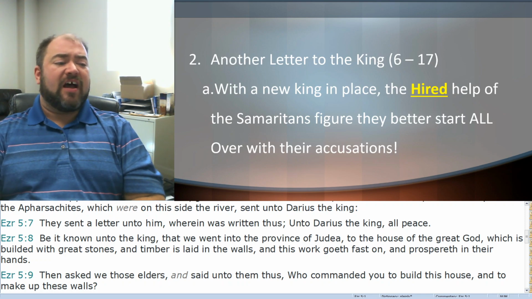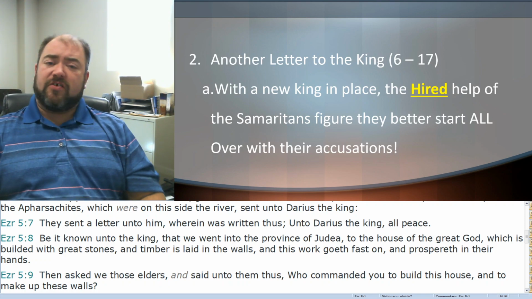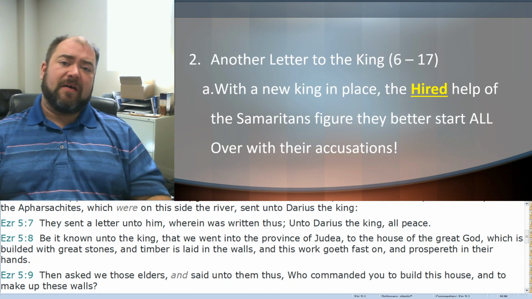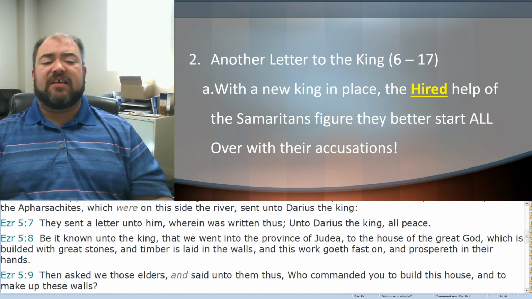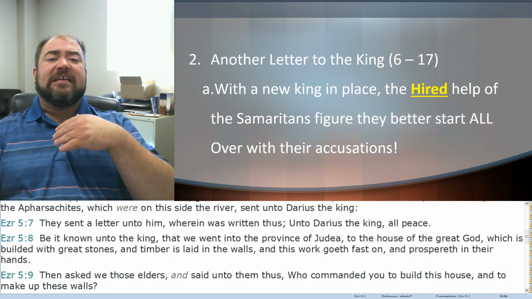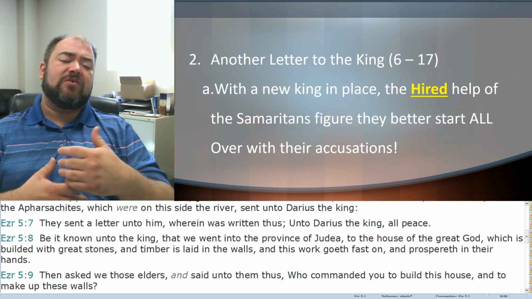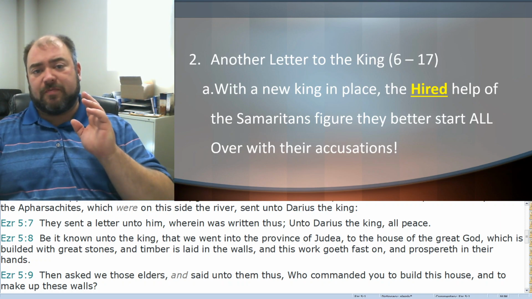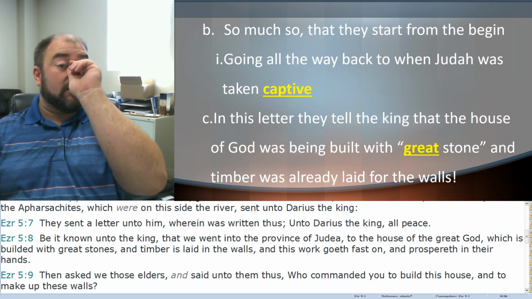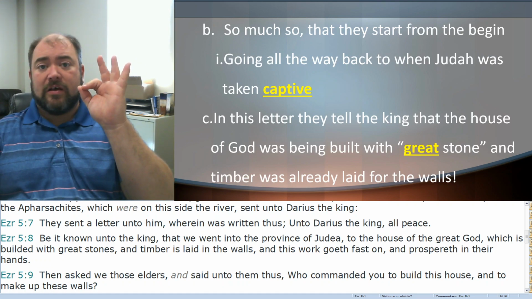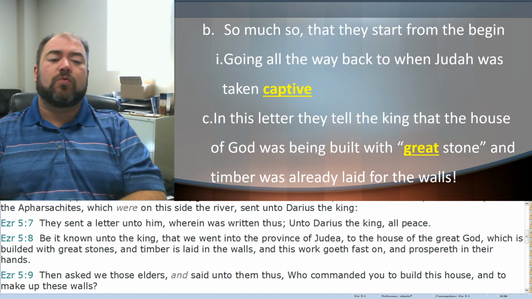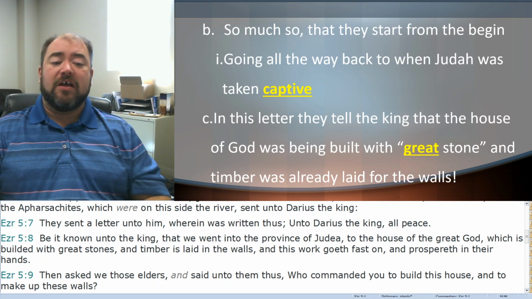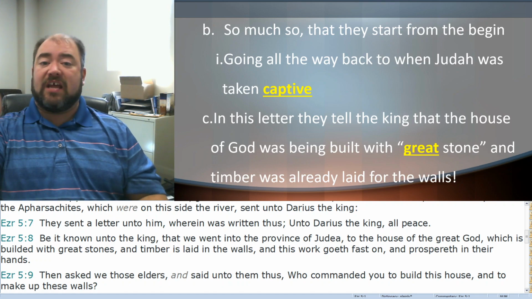Darius is now there, and the hired help of the Samaritans figure they better start it all over with their accusations. Now, what's different about this letter is it's almost like they realize this is a new king that doesn't understand the background, a new king that doesn't know what's going on, and so they figure we better go back and start from the beginning. We better go back and make sure that he knows what's going on. And so they go all the way back, and they make sure in this letter to tell the king about how Judah was taken captive.